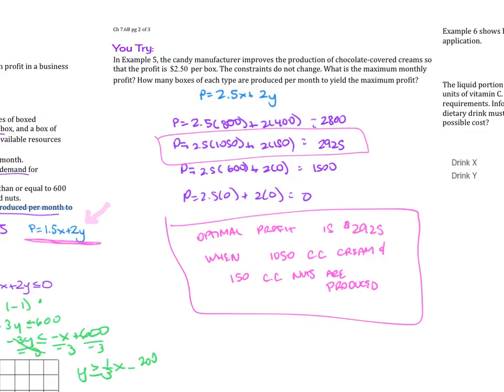Okay, so trying this out, your new objective function is p equals 2.5x plus 2y, and we use the same exact vertices, so when you plug it in, you find that the max profit is $2,925 when 1,050 chocolate-covered cream and 150 chocolate-covered nut boxes are produced.